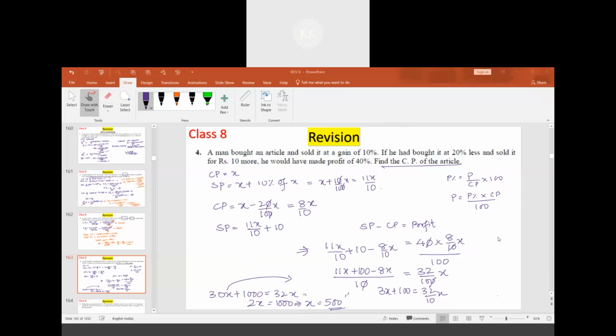How many sections? Some questions are MCQ type. Some are 2 marks, some are 3 marks, some are 4 marks. MCQ, there will be 20 questions, 1 mark each. 20 marks.